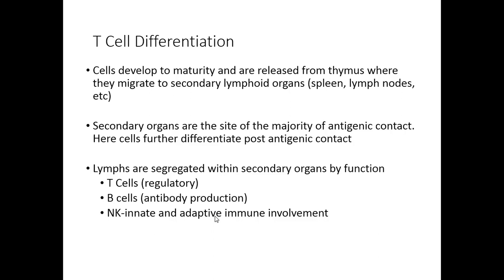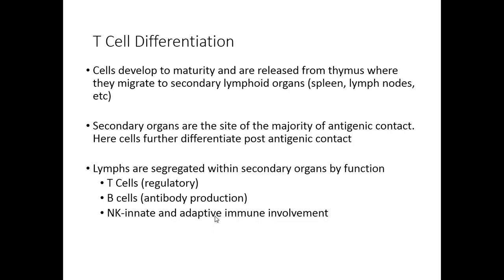They then go out to the secondary organs, the spleen, lymph nodes, things like that, where, if we remember, the spleen is the site of the majority of antigenic contact for bloodborne pathogens, and lymph nodes are the primary site of antigen contact for antigens of pathogens found in the tissues. And that's because the spleen and the lymph node have such high volumes of fluids clearing through them every minute.